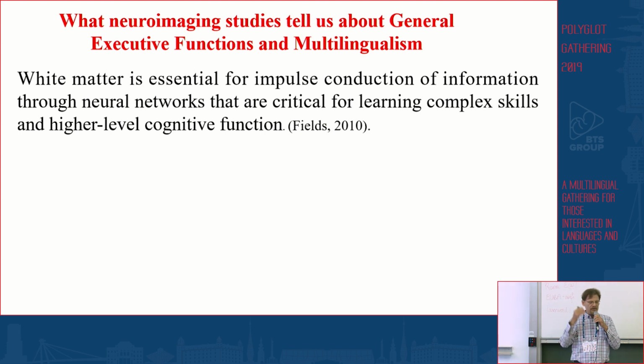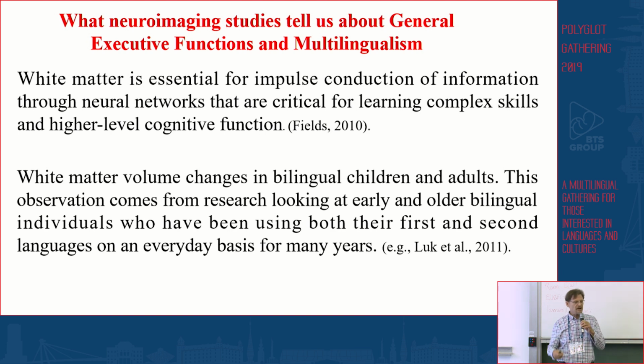Okay, so you have white matter in the brain. It's essential for impulse conduction of information through neural networks, and it's critical for learning complex skills and higher level cognitive functions. So you can look at monolinguals, compare them to multilinguals, and see the differences in white matter in their brain in certain areas. Okay? So white matter volume changes in bilingual children and adults. This observation comes from research looking at early and older bilingual individuals who have been using both their first and second languages every day for many years.